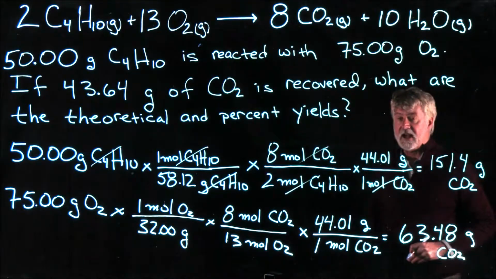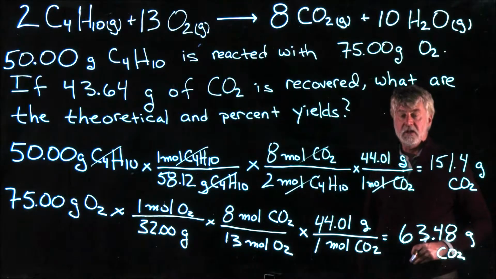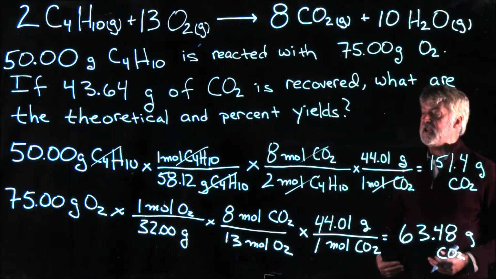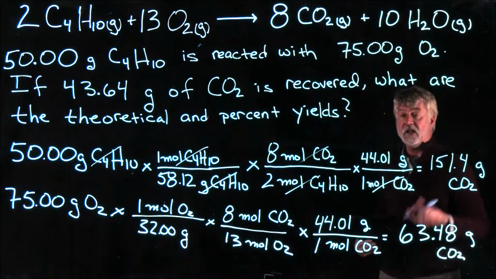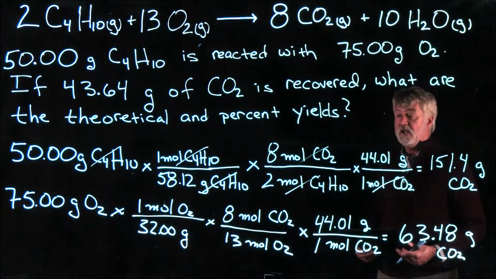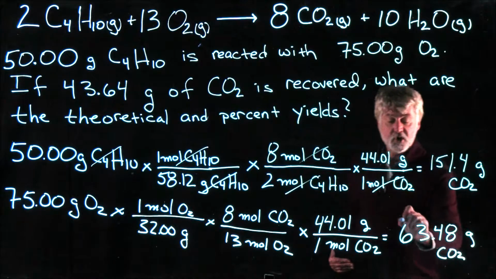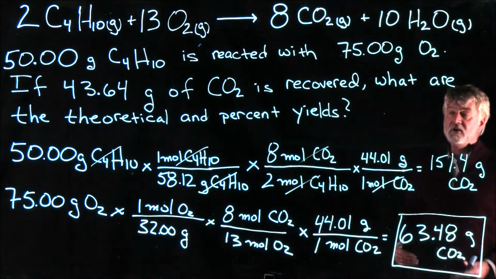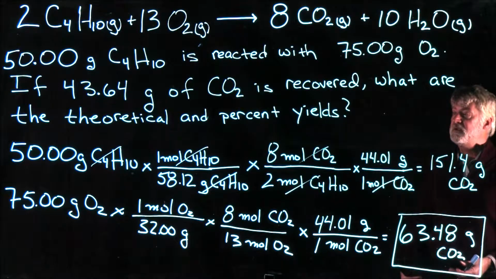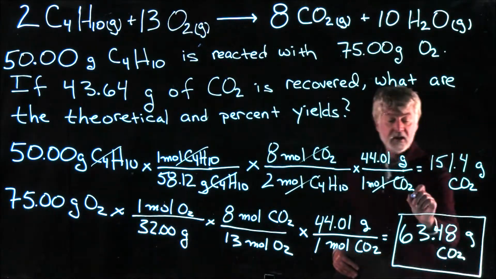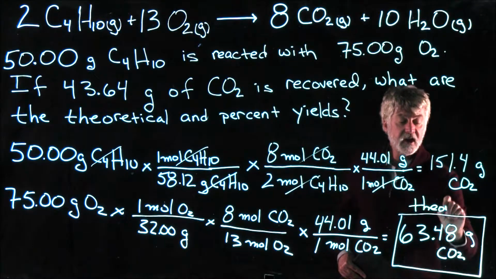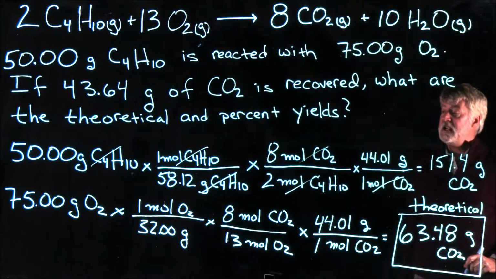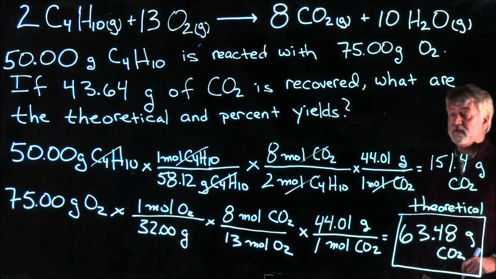So both of these steps assume that we have used up all of the butane in the first case and all of the O2 in the second case. And of course that's not going to be what really happens. When we mix different amounts of reactants, one of those reactants is going to get used up before the other. So what we do is we choose the smaller amount. In this case, 63.48 grams is our theoretical yield of CO2.